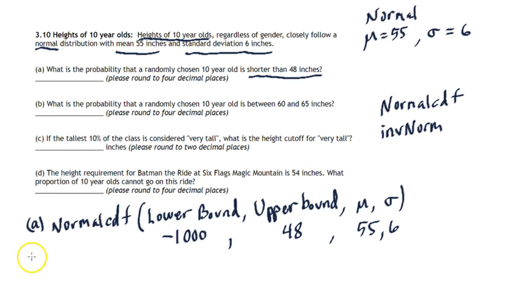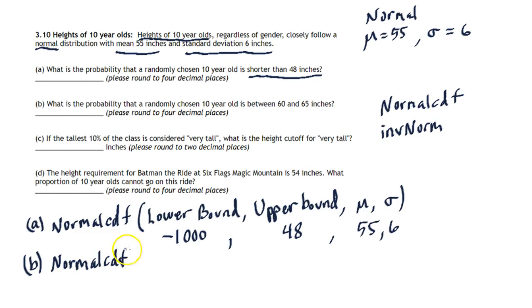Now for part B, we are asked to find the probability between 60 and 65. I think it's really easy to use a normal CDF when you're dealing with between two values. So lower bound, upper bound, mean, standard deviation. So we're going to be using normal CDF again.